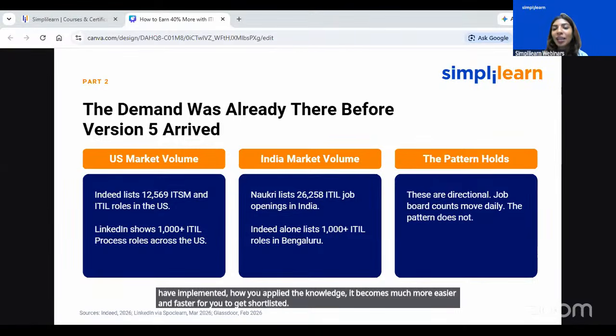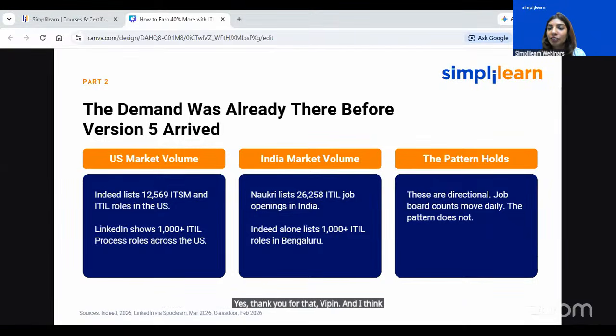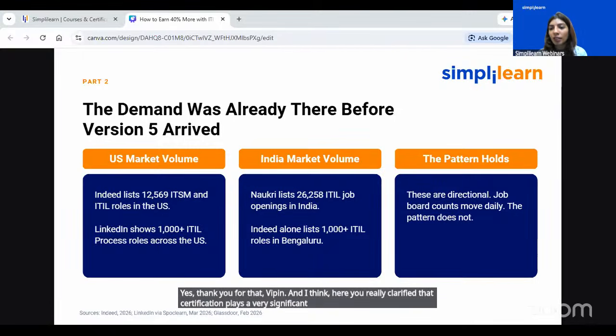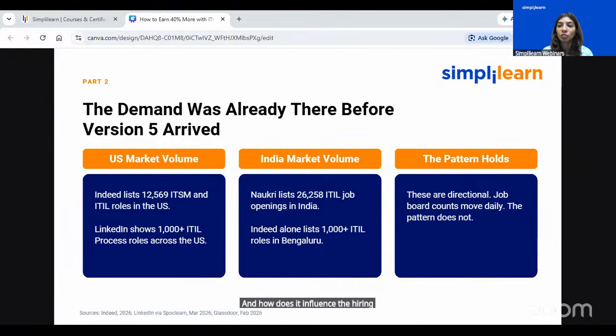Yes, thank you for that, Bipin. And I think here you really clarified that certification plays a very significant role even while they submit their resume. So, does the certification help after the interview begins? And how does it influence the hiring decisions much earlier in the recruitment process as well?